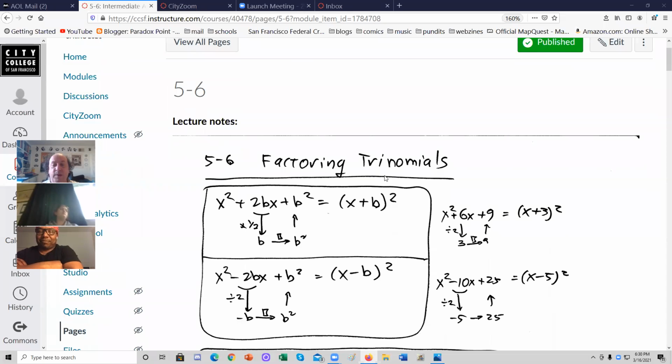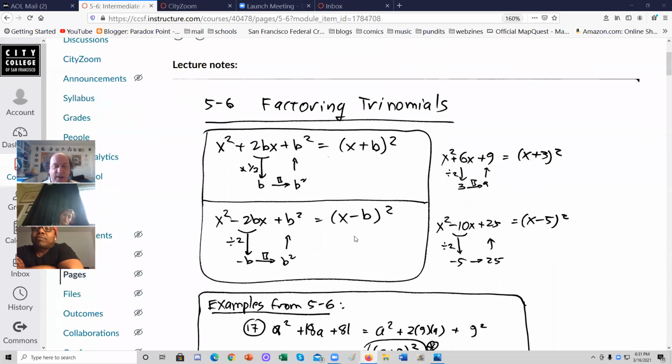All right. Trinomials, that's three terms. Like this: x squared plus 2bx plus b squared. It's three terms. We want to factor that. Well, here are two perfect square versions. If you have x plus b and square that, then you have x squared, you have twice the product cross term, 2bx, plus b squared.